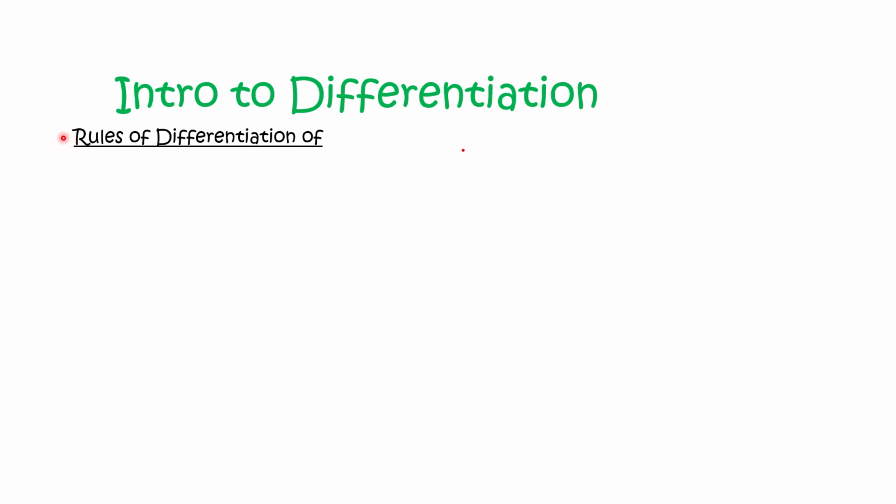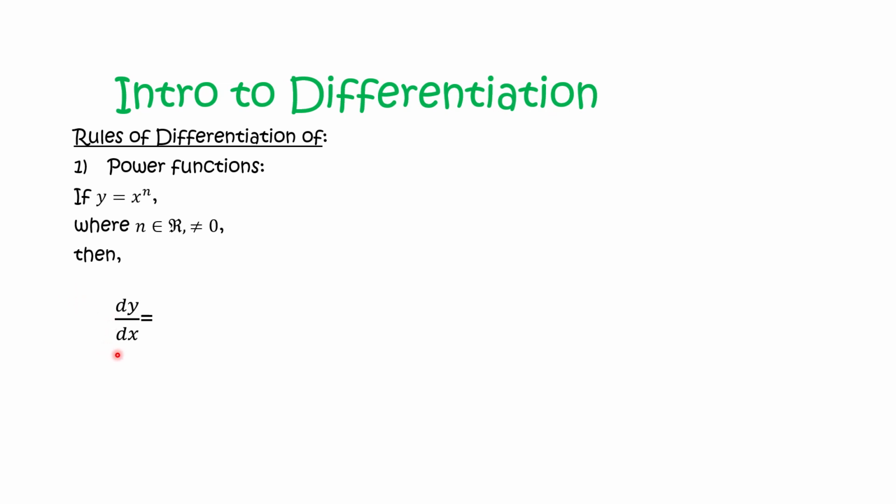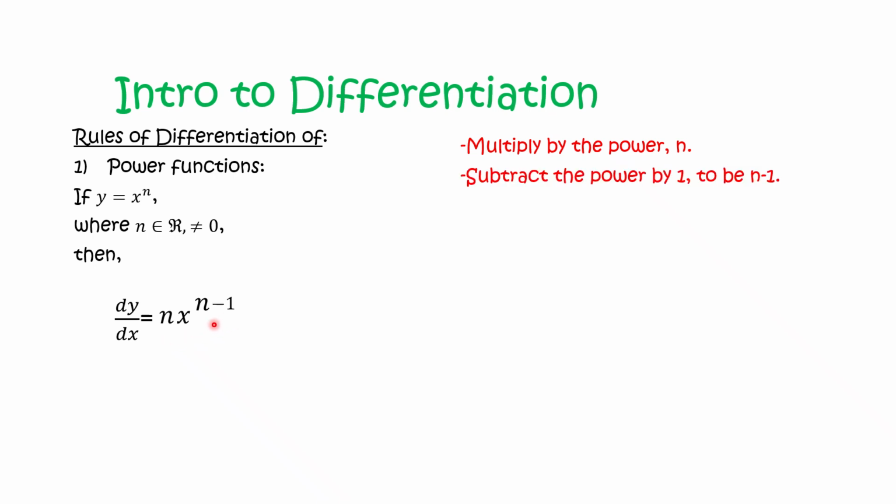Let's look at the rules of differentiation. 1. Power functions. If we have y equals x to the n, where n is an element of real numbers and not equal to 0, then we have dy dx given in the form: we multiply x to the n with the power n and subtract 1 from the power, so that we get dy dx as being equal to nx to the power n minus 1.